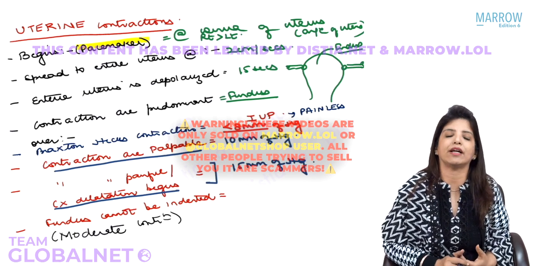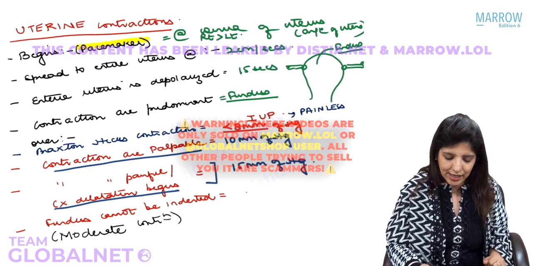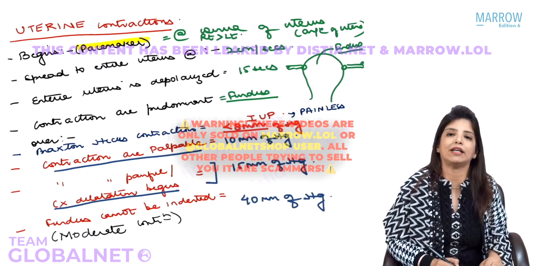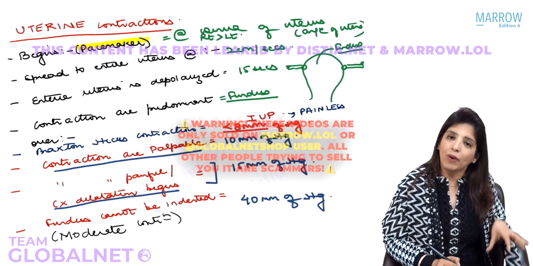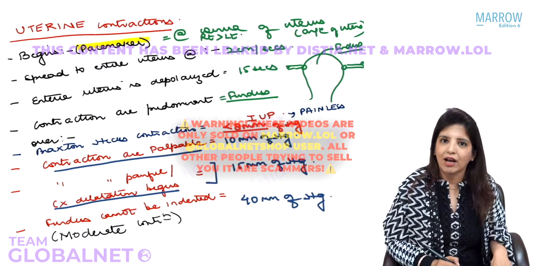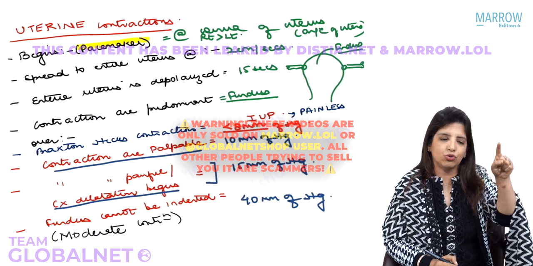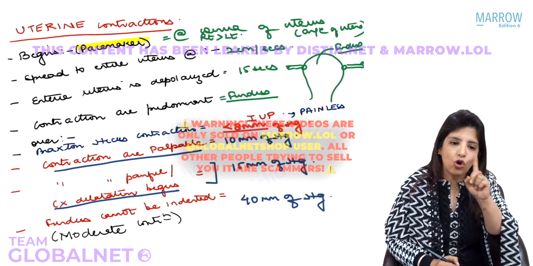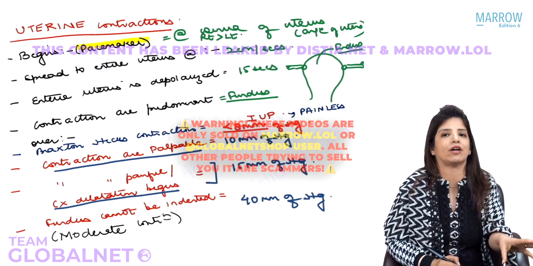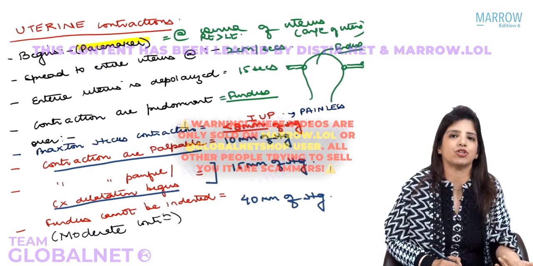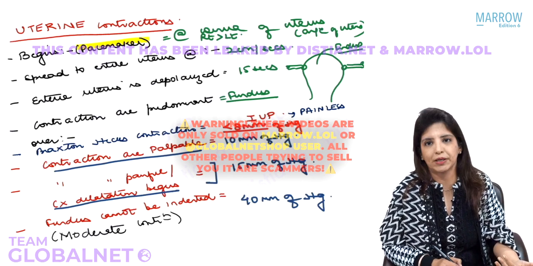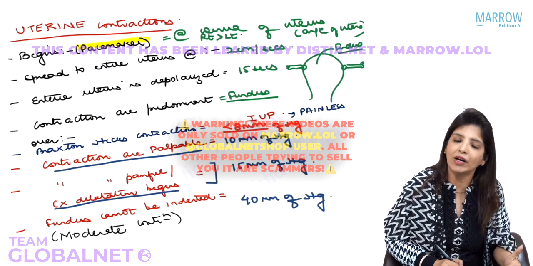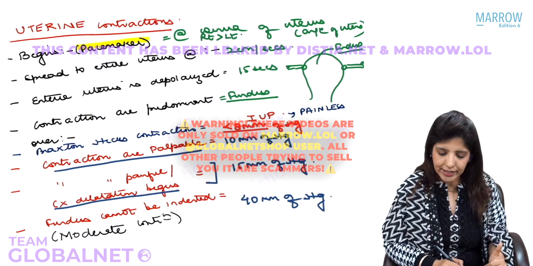And when do you say that the contractions are moderate? We say that the contractions are moderate when the intrauterine pressure becomes 40 millimeters of mercury. Now, when the contractions are moderate, at that time, if you try to indent the fundus of the uterus, it will not be indented when the intrauterine pressure is raised to 40 millimeters of mercury. So, at this point of time, you will not be able to indent the fundus of the uterus, right?